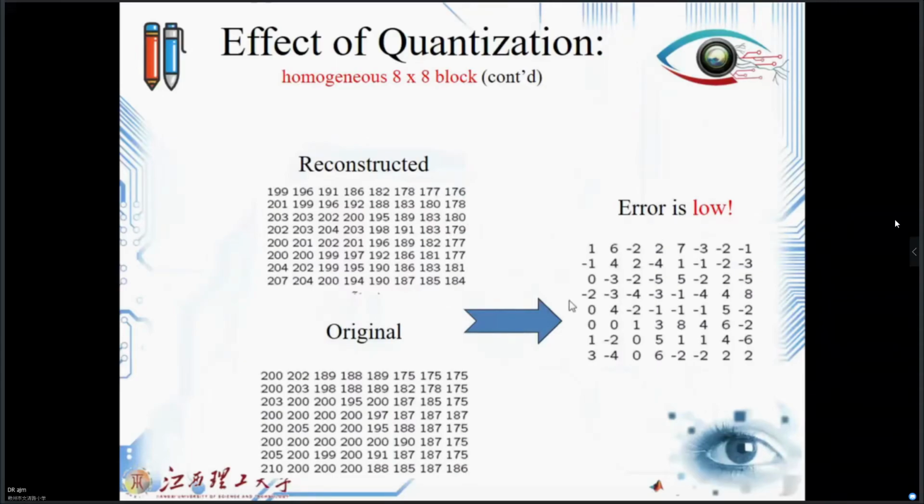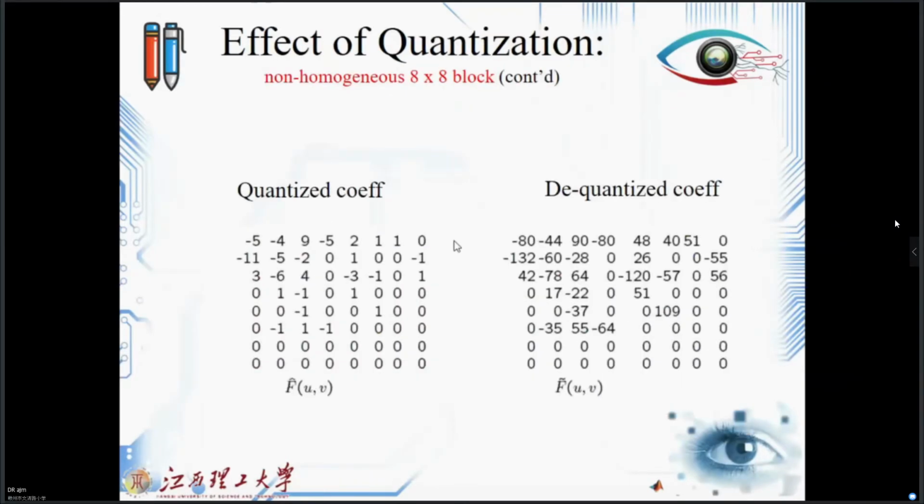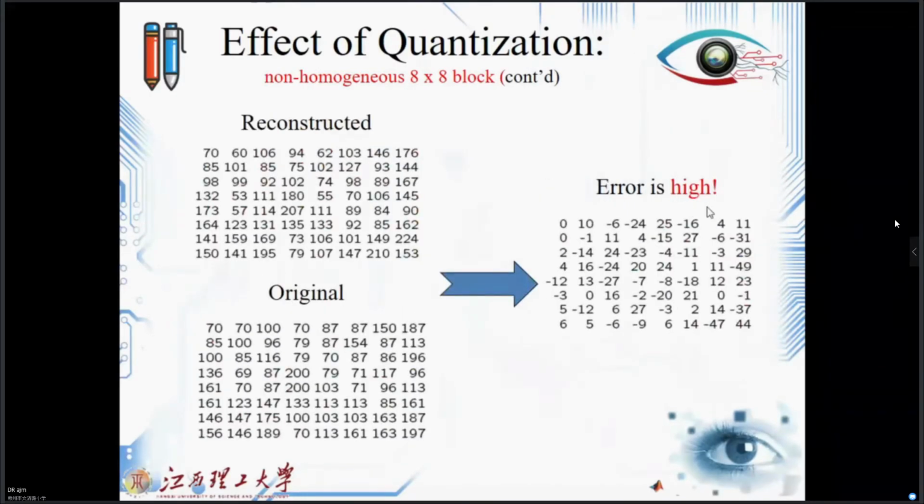The maximum error that you have here is -6, between the reconstructed and the original one. And for another 8 by 8 block of the Y image of Lena, between the Fij and FUV, if we again show the quantized coefficient, the dequantized one, and finally the error, you will see that this error is high now.